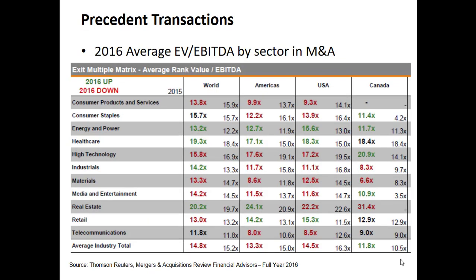You can get reports on multiples paid in M&A transactions by industry and year, such as this report from Thomson Reuters. You can see here that for transactions all around the world, the multiples paid ranged from a low of around 11.8 times to a high of 20 times based on different industries.